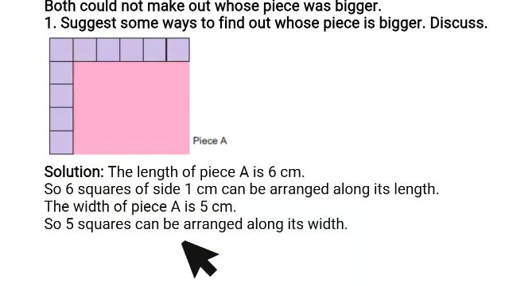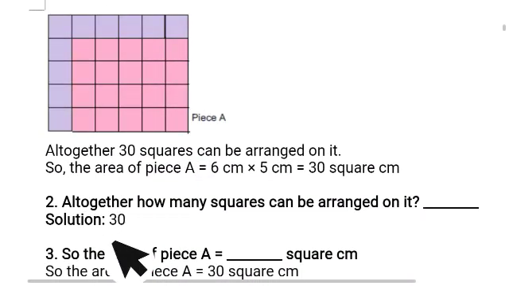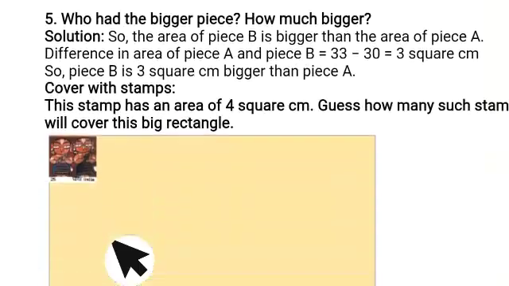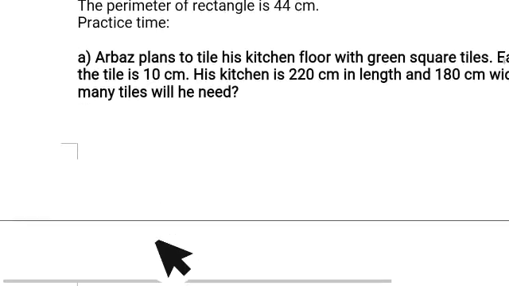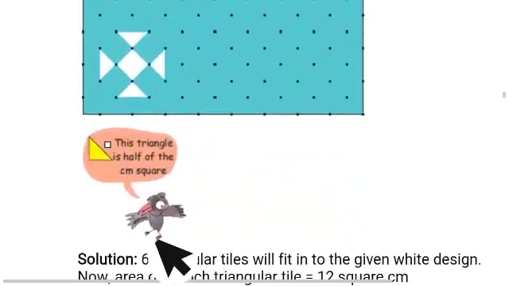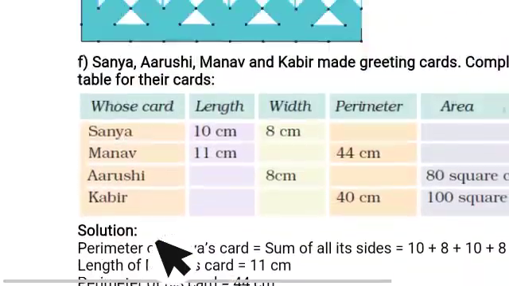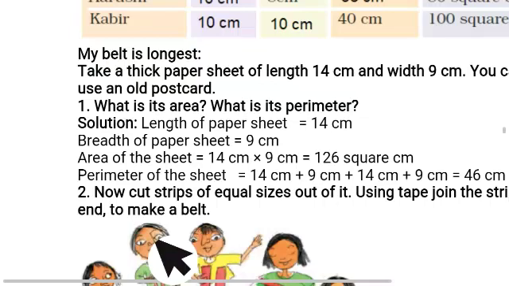Okay, to find which piece is bigger, what we were doing in this question was counting the number of boxes, and we come to know the width and length. In this way we can find the perimeter and area of this figure. In the same way, we solved the question for this stamp, and we also learned about its area. We completed up to there, and the last question we did was that, and now we have reached here.